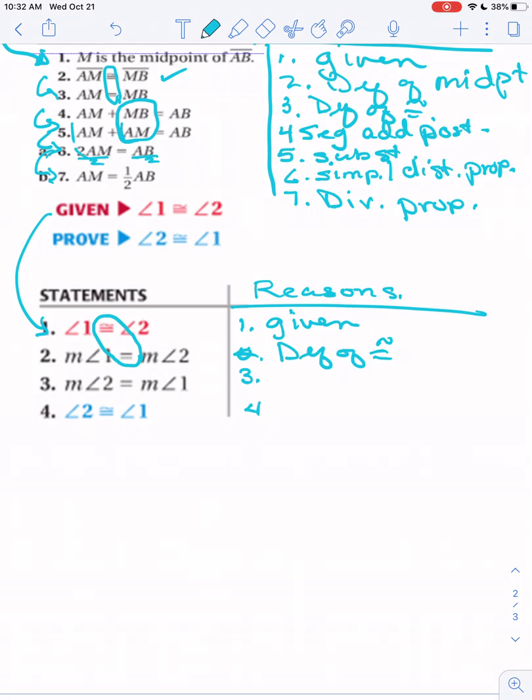From step 2 to step 3, we just switch the order around. When we switch the order around, that's called the symmetric property. And then from step 3 to step 4, again, there it is. We change from an equal sign back to a congruent symbol. That again is called definition of congruence.